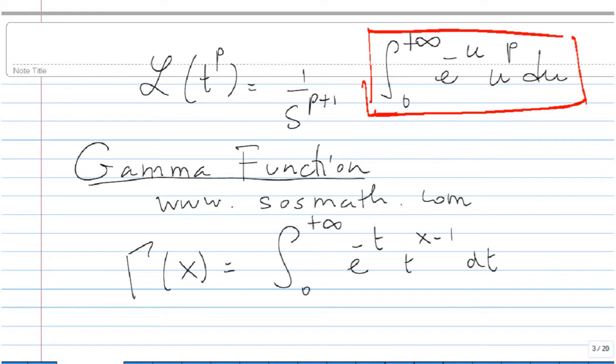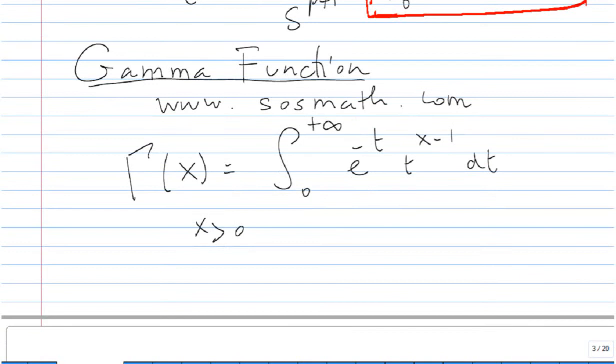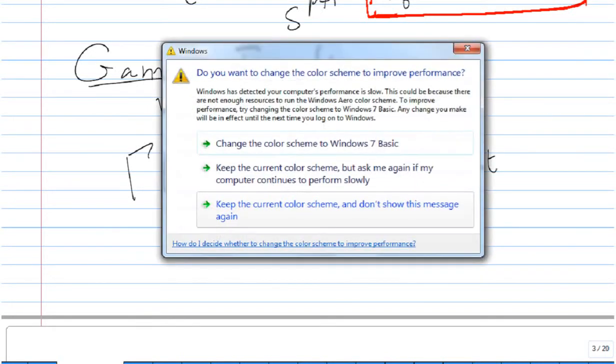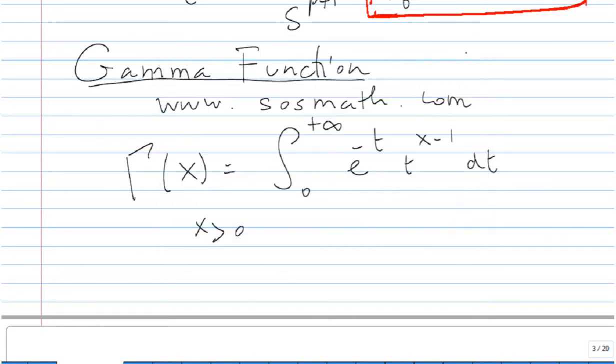And we can show that this function, for the same reason I was discussing earlier, needs x minus 1 to be greater than -1. Because if you bring this one down, it becomes 1 over t to the power 1 minus x. So you want 1 minus x to be less than 1 to be convergent at 0. And this will imply that x is positive. So it's convergent when x is positive. That's the domain of the gamma function.